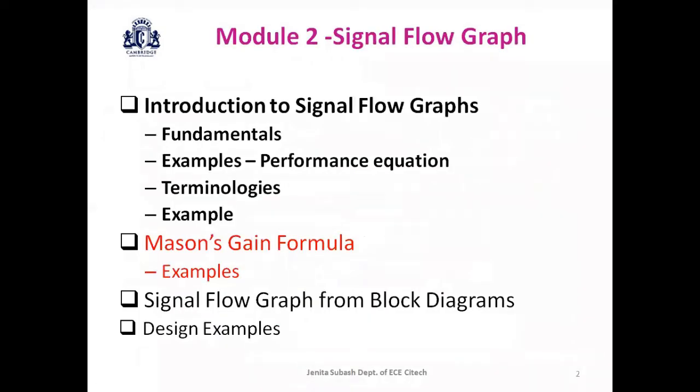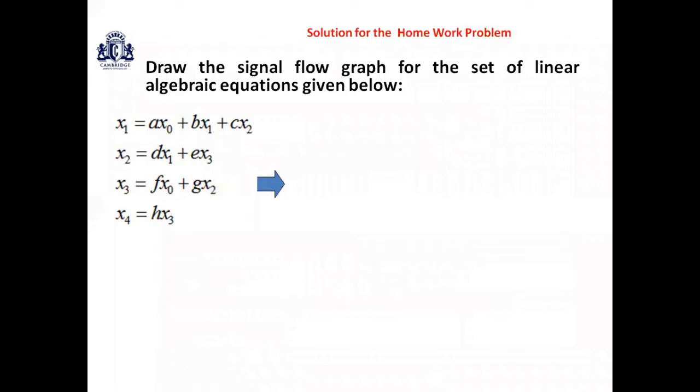In the previous lecture, we had a brief insight about signal flow graph representation, its fundamentals, and its performance equation. Then we got introduced to a few of the important terminologies like forward path gain, loop gain, and non-touching loops. Today, we are going to discuss the steps involved in Mason's gain formula with a few example problems which have been taken from previous year's VTU question paper.